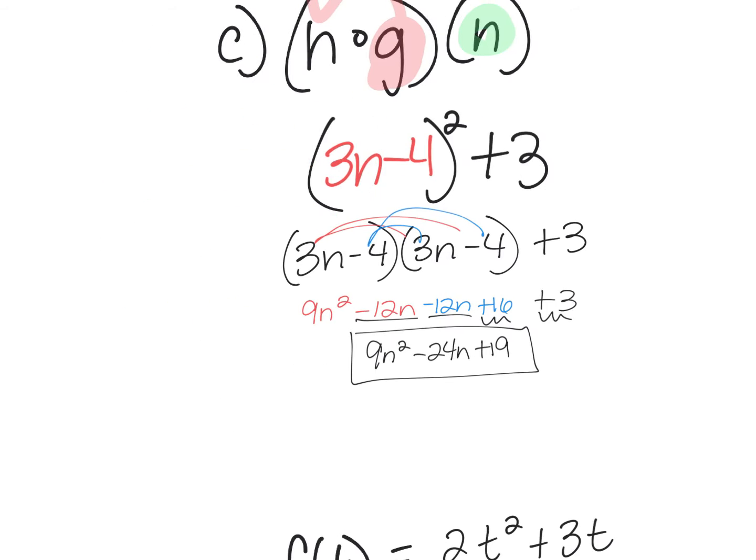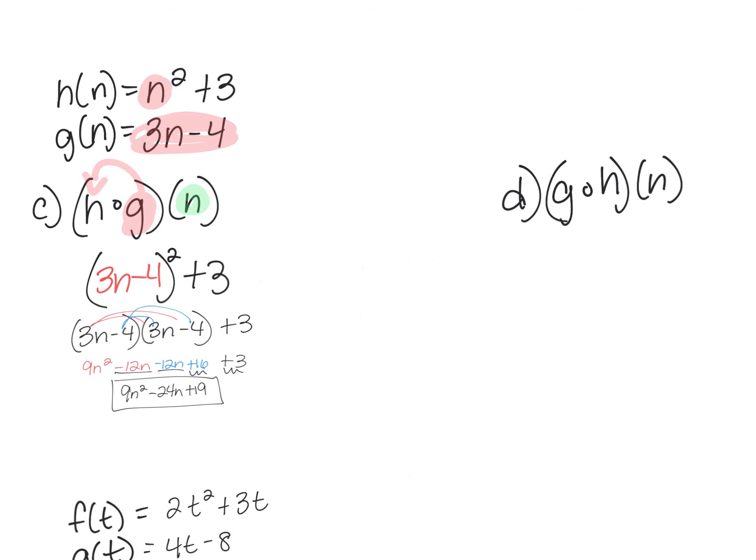All right, let's do another one. So here we go. On this one, it is g of h of n. So this time you're plugging in the h into the g. Okay, so plugging in this whole h into the g. So let's do it. We've got 3 times, and then we're going to write that whole h of n function, so n squared plus 3, and then you still have that -4 to bring down.